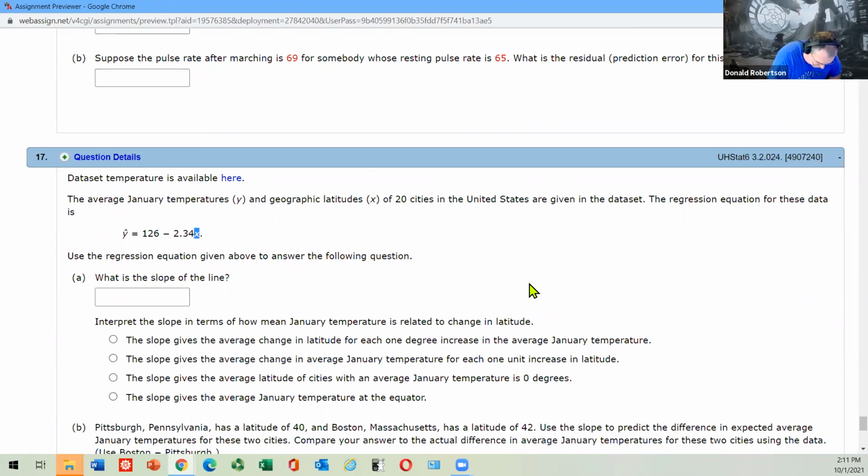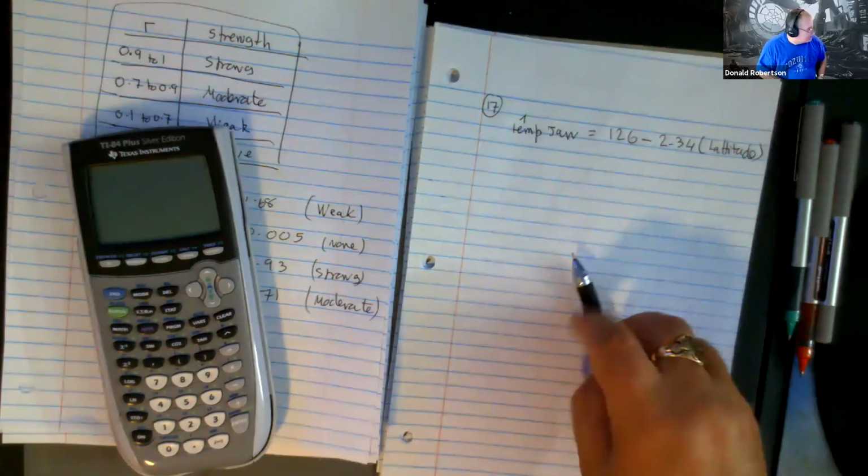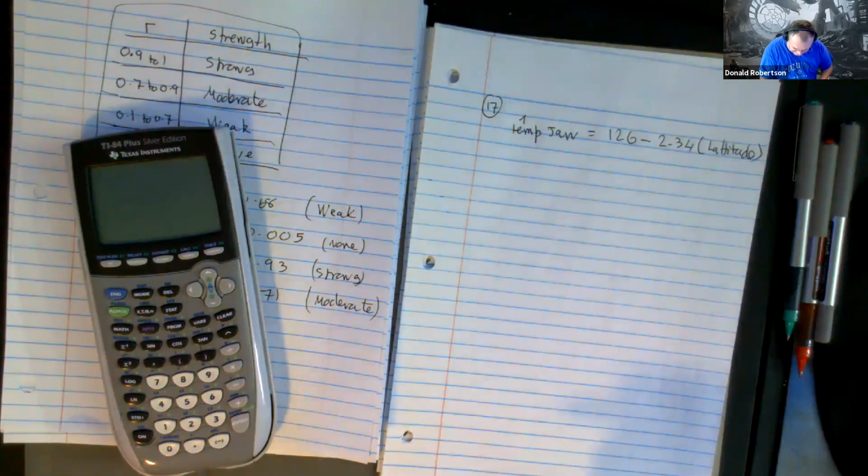So in question 17, the predicted temperature, that's what Y represents, the predicted temperature in January is 126, take away 2.34 times the latitude. Now you can't see this, but I'm writing it down. Okay, now I'm going to do these questions, show you what's expected of you. Question A says, what is the slope of this line?